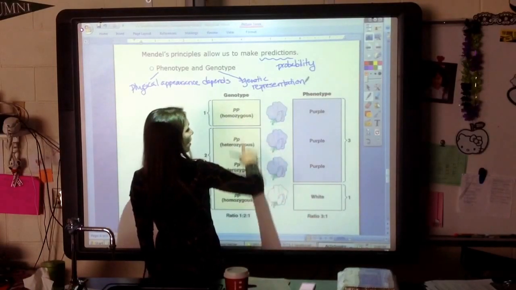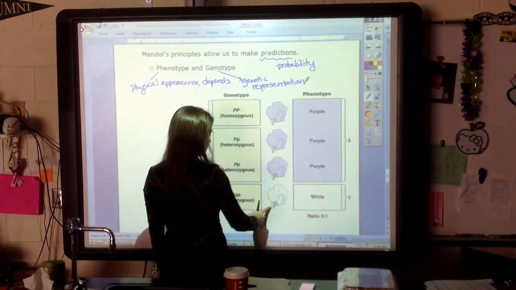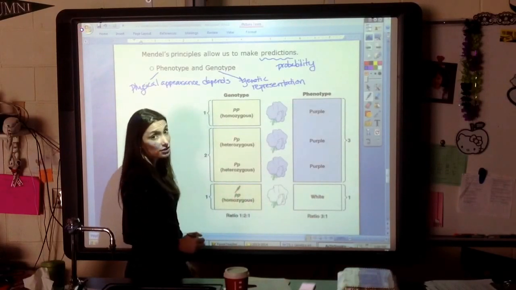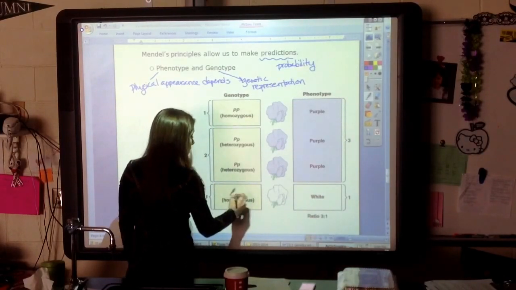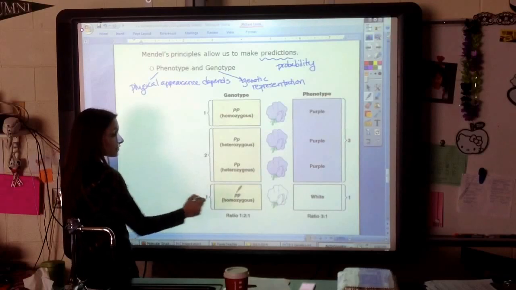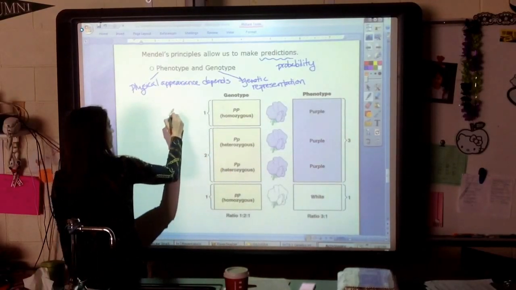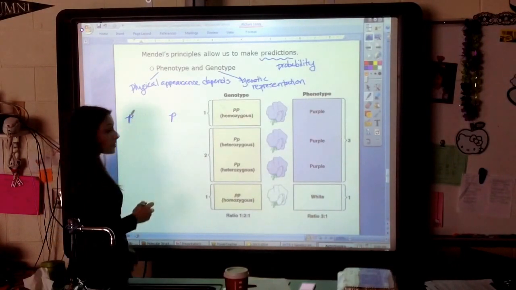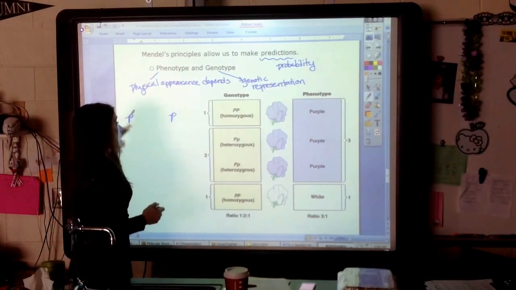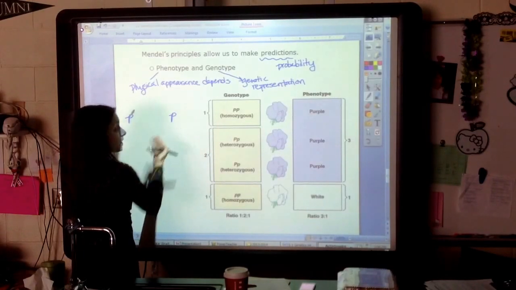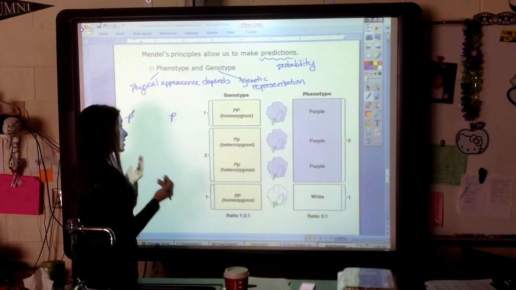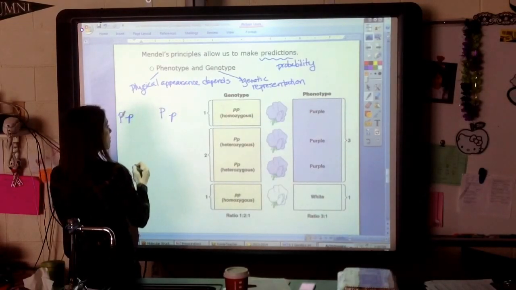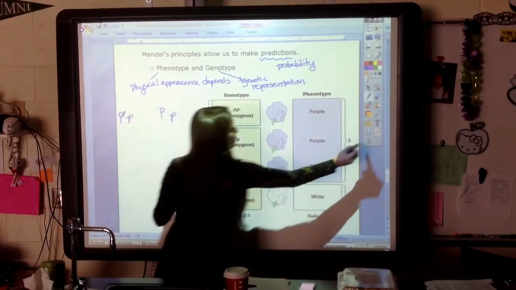If I have some offspring that are purple and some offspring that are white, the only way to get white is to be homozygous recessive, which means that this allele, if I want to have an offspring that is white, I had to get a little p from one parent and a little p from another parent. So this means that both parents have to have the recessive allele. Now here's a question. Are both of my parents heterozygotes?